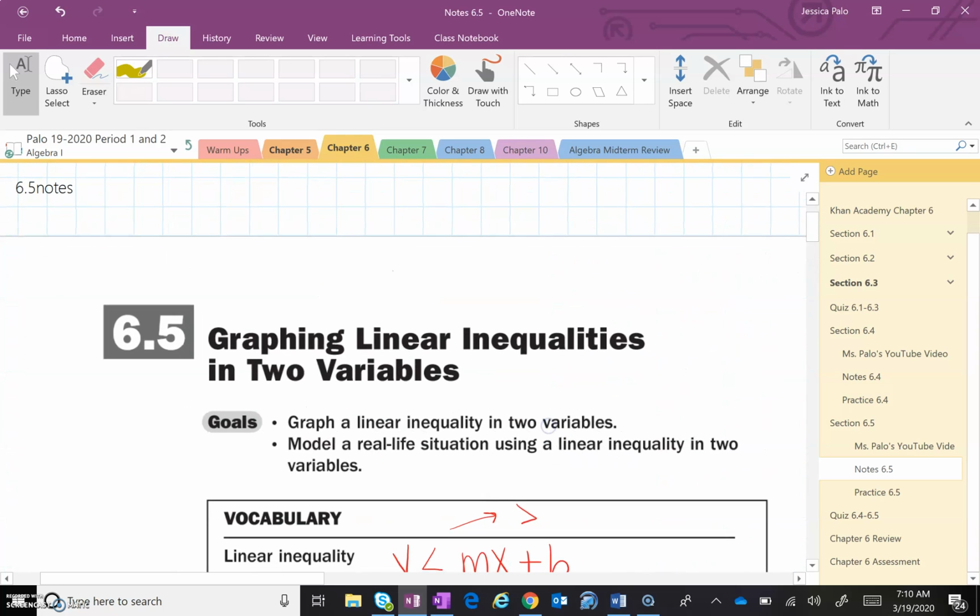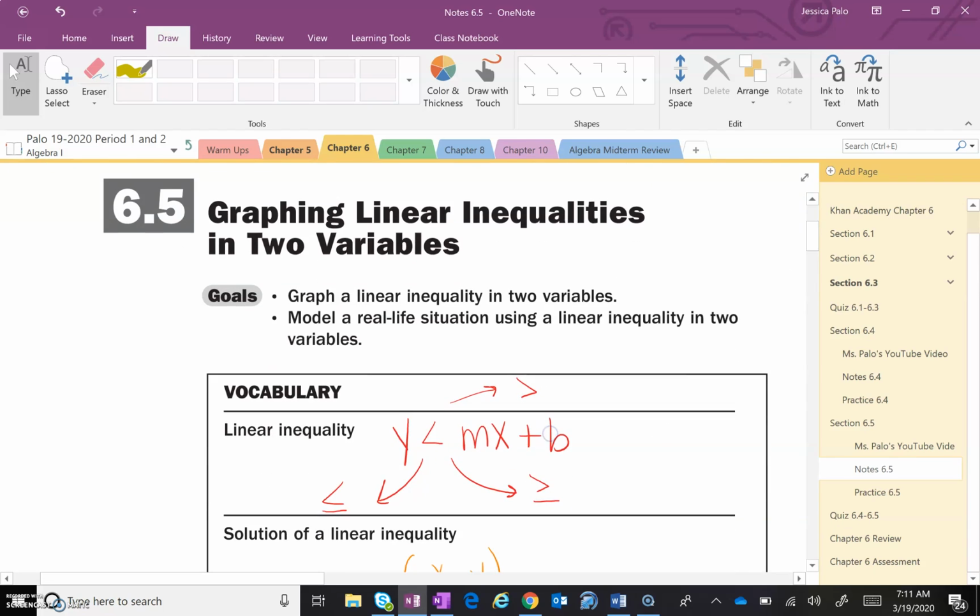All right, this is Algebra 1, Chapter 6, Section 5, Graphing Linear Inequalities in Two Variables. You are going to be able to graph a linear inequality on a coordinate plane. So let's look at some vocabulary. A linear inequality. It's not something you've done before. We've solved them but not graphed them.